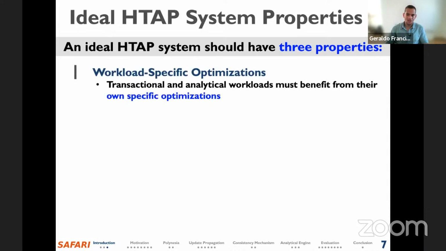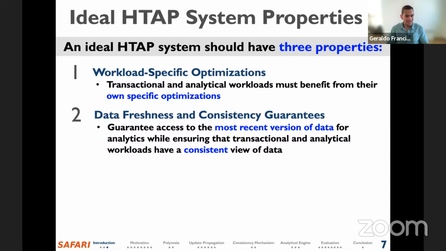So the first one is that an HTAP system needs to provide workload-specific optimizations, meaning that both transactional and analytical workloads must benefit from their own specific optimizations. The second one is that the HTAP system needs to guarantee that analytical workloads access the most up-to-date version of the data while ensuring a consistent view of the data in the entire system.